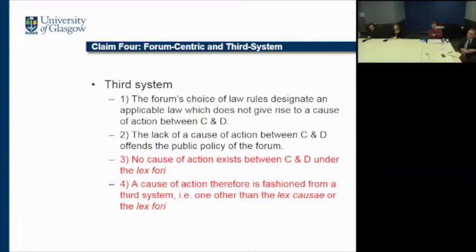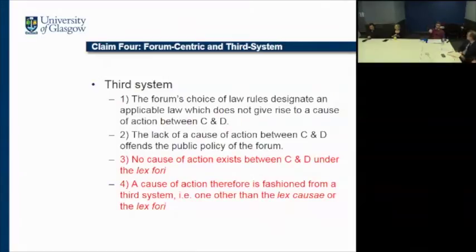But then it looks to its own toolkit and goes, wait a minute, we can't really do much better, we wouldn't recognise a relationship here either. And as a last-ditch attempt, it fashions a remedy or a cause of action from some other system. So that's to say, one that isn't the applicable law or isn't the law of the forum. Now, this is an extremely extreme situation. It's not very well liked, and you can only find it happening, I think, in one case, which has been overruled. But I would suggest that we can save the reasoning in that case and find it being used in another area.